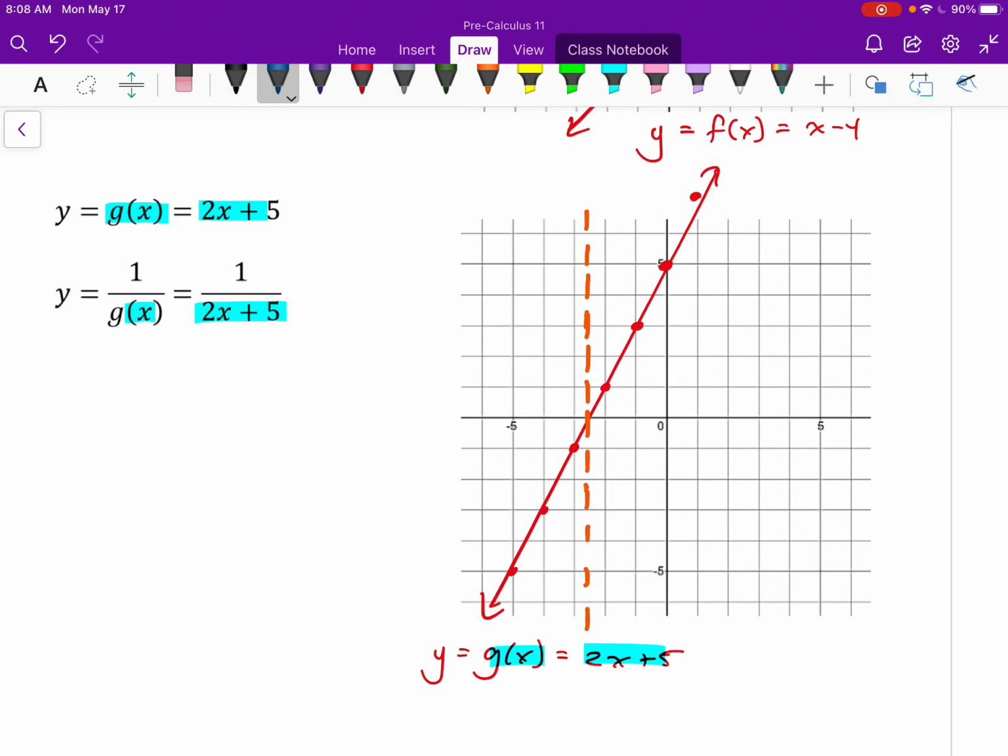I know my graph of 1 over g of x is going to be invariant anywhere the denominator, 2x plus 5, has an output that's 1 or negative 1. And again, those are my invariant points. So I know it goes to those points. And now hopefully you can kind of see the same sort of idea as before. It must look something like this. And then same sort of idea this way.